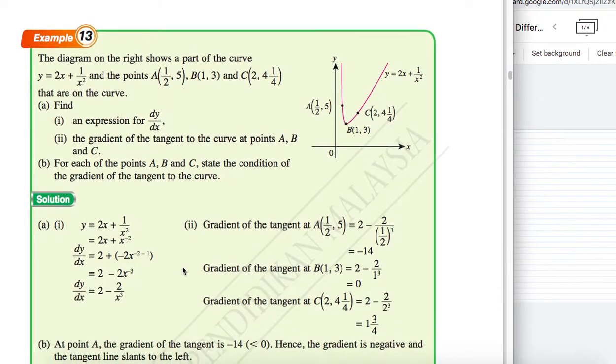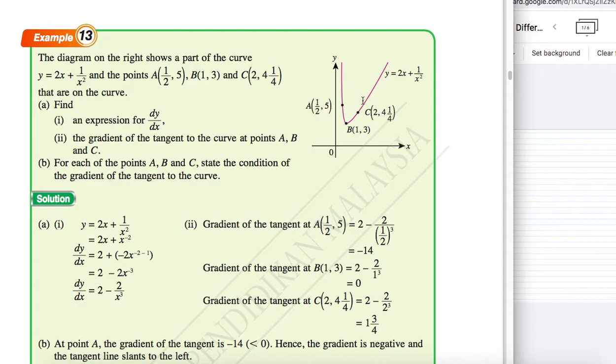Let's see example 13. The diagram on the right shows a part of the curve. This is a curve, and point A, point B, point C. Find an expression for dy/dx, meaning you find dy/dx only. Then number 2, the gradient of the tangent to the curve at point A, point B, point C. So each point has a different gradient. For each of the following A, B, C, state the condition of the gradient of the tangent to the curve. Let's see example A. This is a function, y equals 2x plus x to the power negative 2, easier for us to do differentiation.